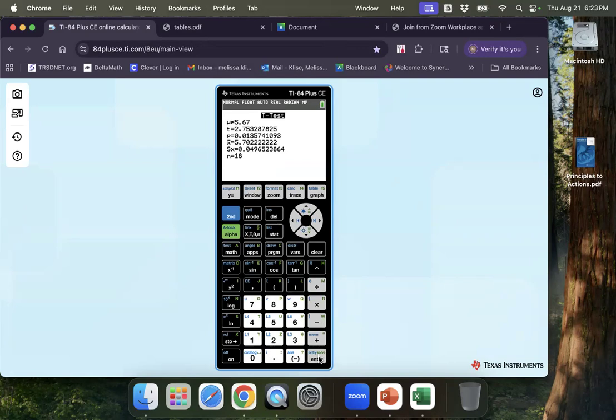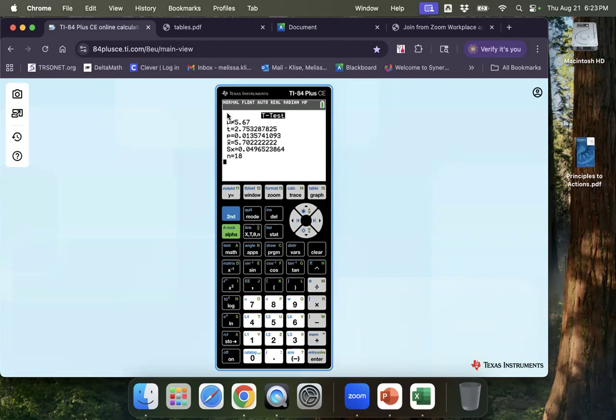Okay. So 5.67, my t value, my test statistic, that's what this is. The test statistic is 2.75. My p value is 0.014-ish. This is my X bar. That's fine. There's my standard deviation. So it gives me those.